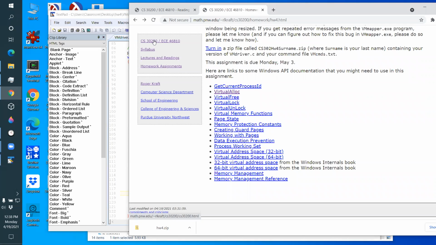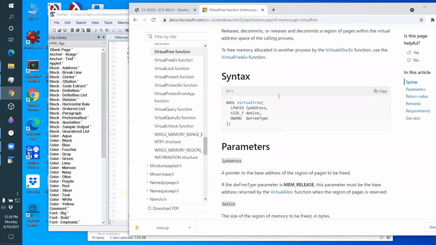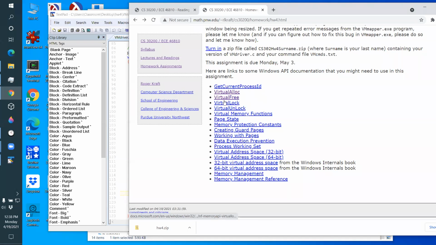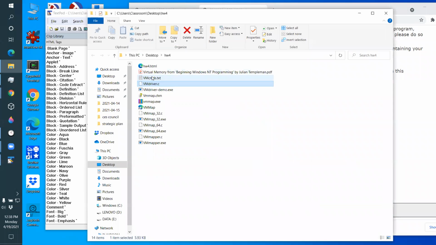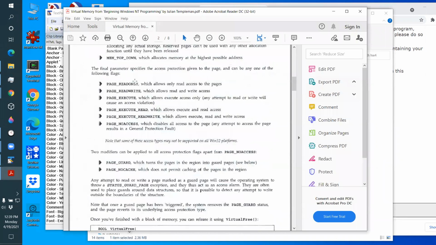Malloc is a C level memory allocator. This is operating system level. So these are the tools that malloc itself would be using. If somebody gave you the job of writing the malloc function, you would need these functions to do it. Okay, so this is the documentation you have to read. There are five functions, and in the zip file for the homework, I gave you a chapter of an old Windows programming book on the virtual memory functions. I scanned in these pages.